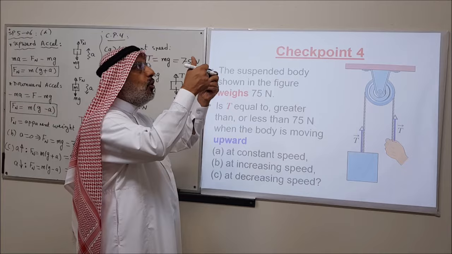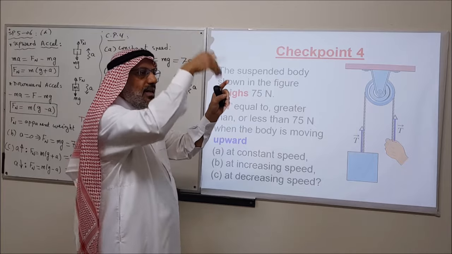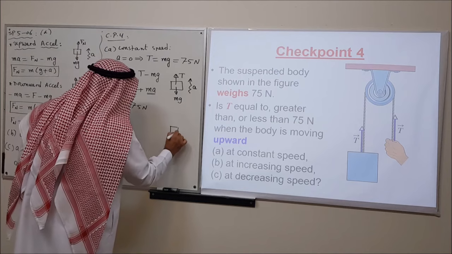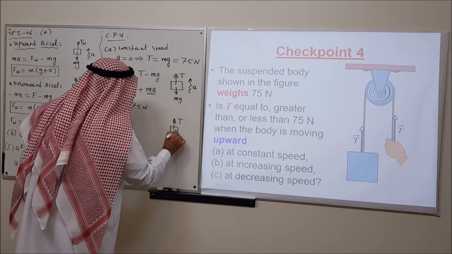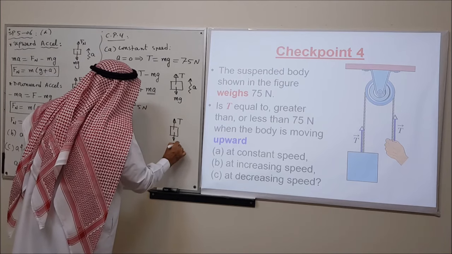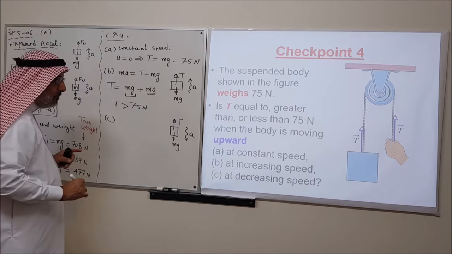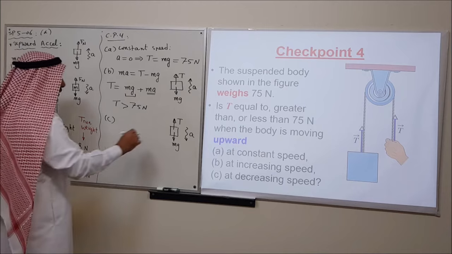C, the object is moving upward at decreasing speed. It is moving upward but slowing down. That means the acceleration is in the opposite direction. So in C, the situation will be like this. Here is the tension, there is the gravitational force, and now we have downward acceleration. Let's write Newton's second law for this one.